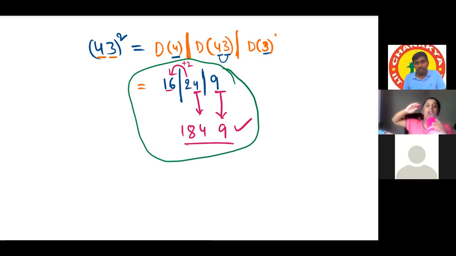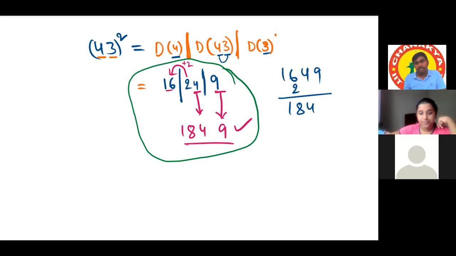Instead of doing this procedure, generally we'll write in this way. First, duplex of 4 is 16. Duplex of 43 is 24. We will write 2 here, 4 here, and then duplex of 3 is 9. So it will be again 1849.